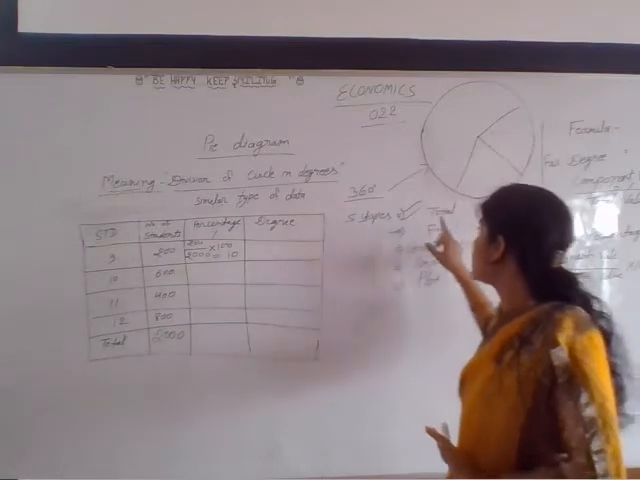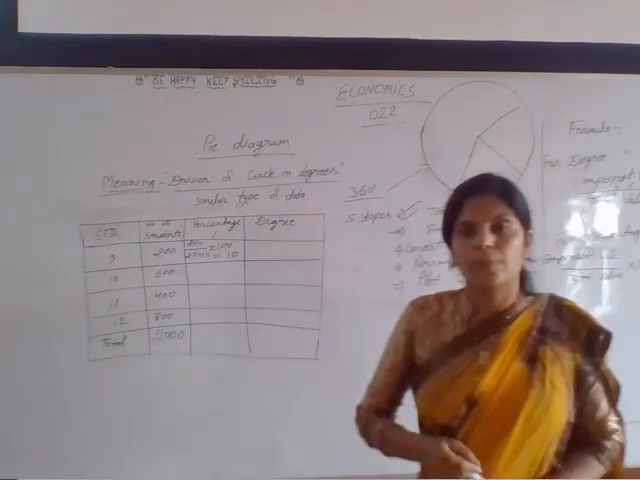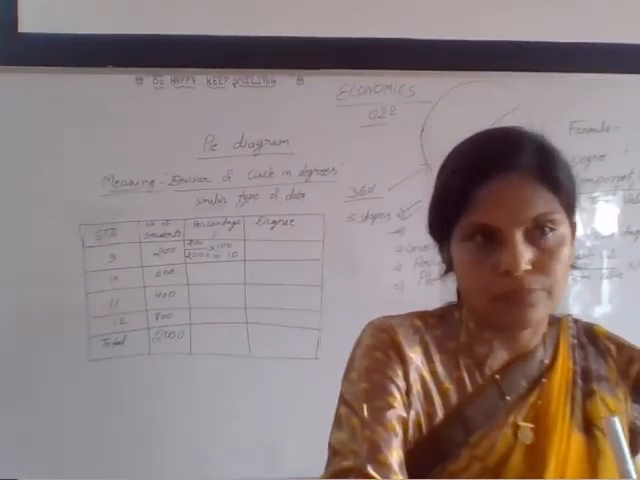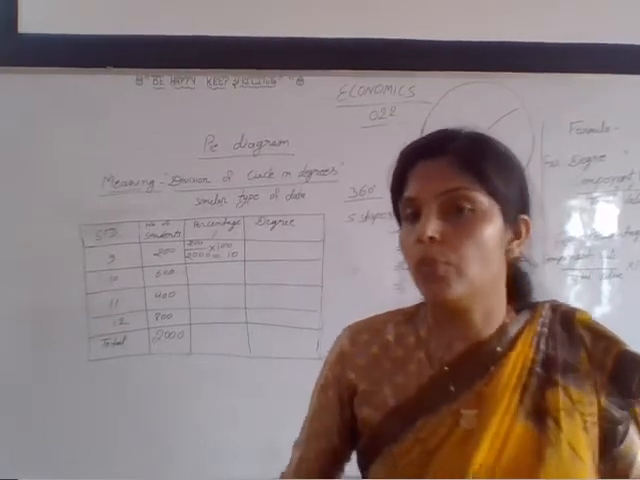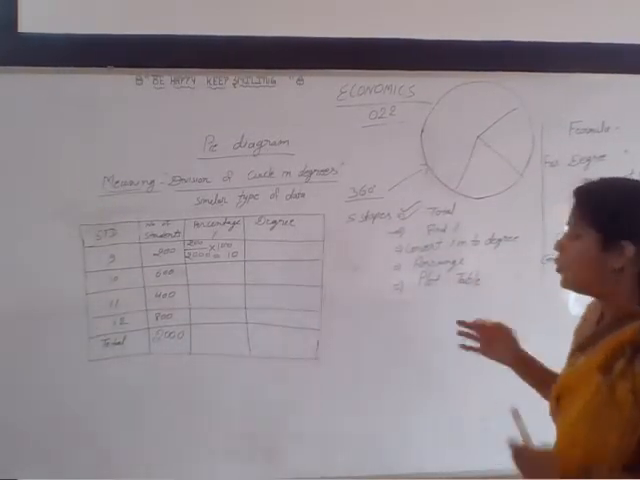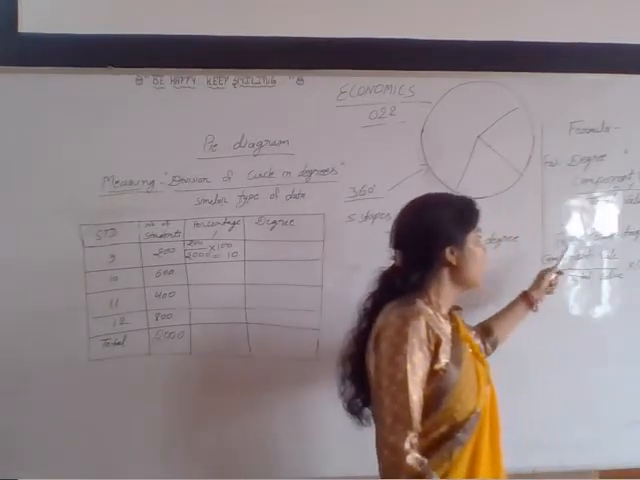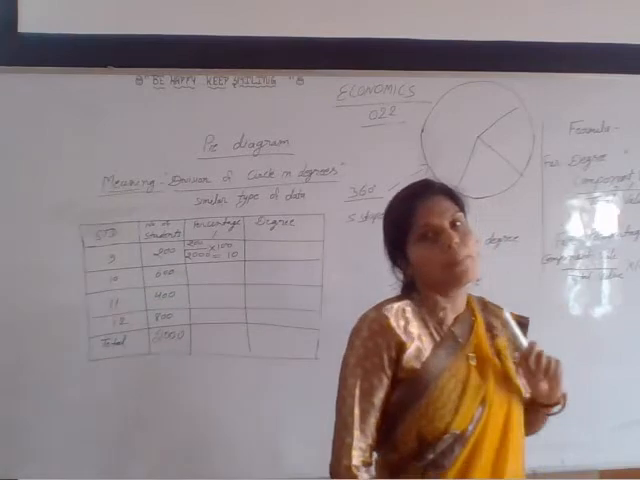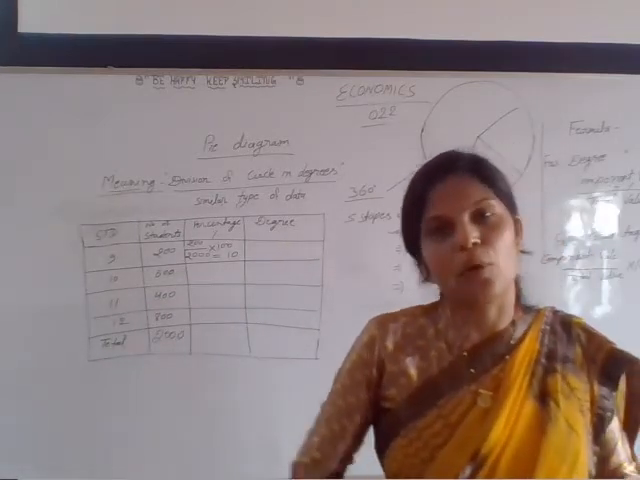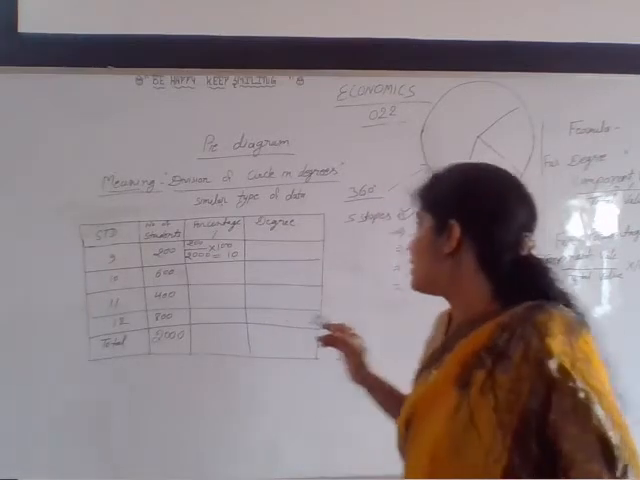Now the second step is what? Find the percentage. For finding the percentage we have a formula. The formula is component value divided by total value multiplied by 100. It's a very simple formula that you already learned in your previous classes, so you know this formula.